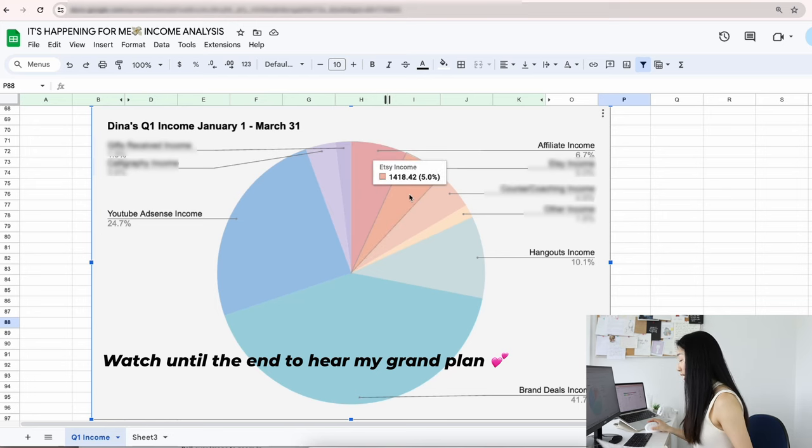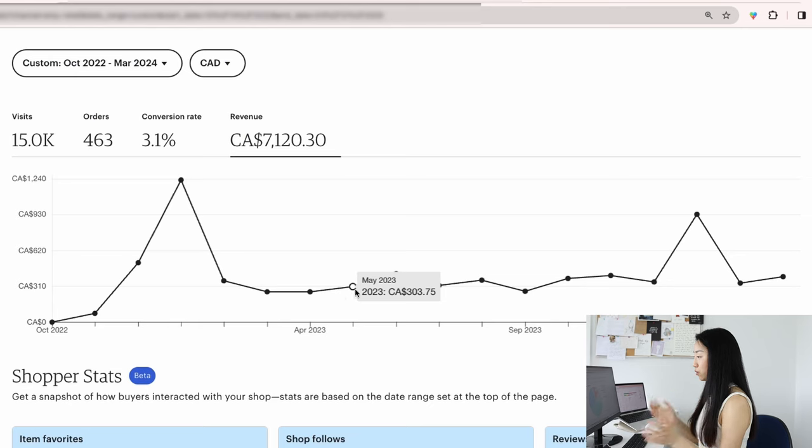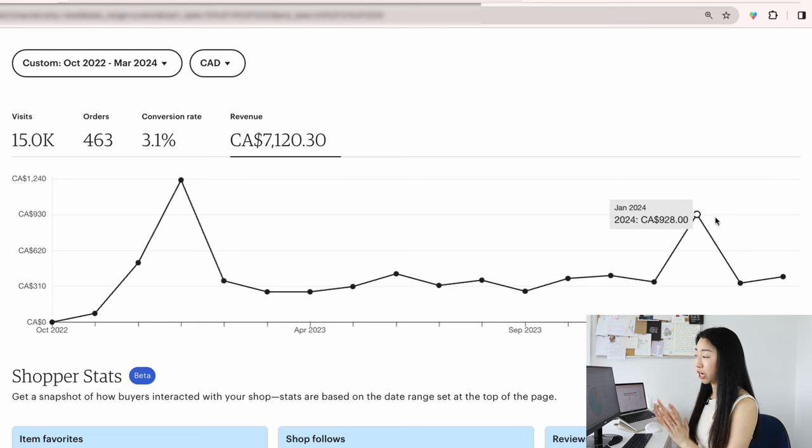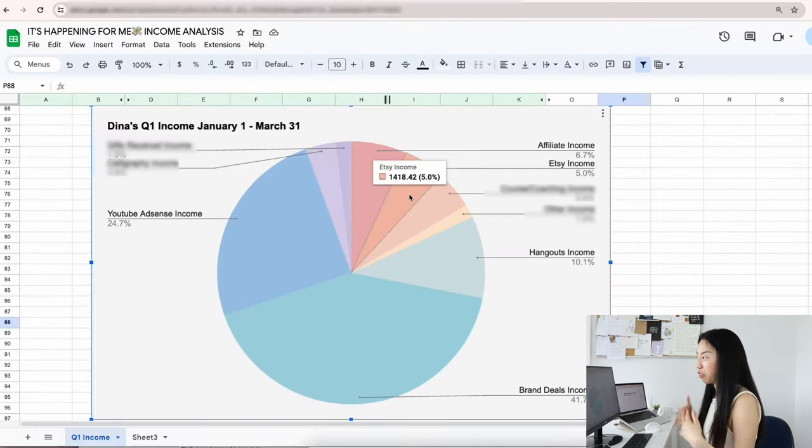Okay, the next one is Etsy income, and I made $1,400 from that. I have not really worked on my Etsy shop for, I think, maybe half a year. I worked on it just very, very minimally. So you'll see this is how my Etsy has been doing. January was pretty good. New Year's resolutions, people are starting businesses, and I sell Canva templates for business owners. So January was good. And then it just went back to what it normally is, which is making about $300 per month, which is not that great.